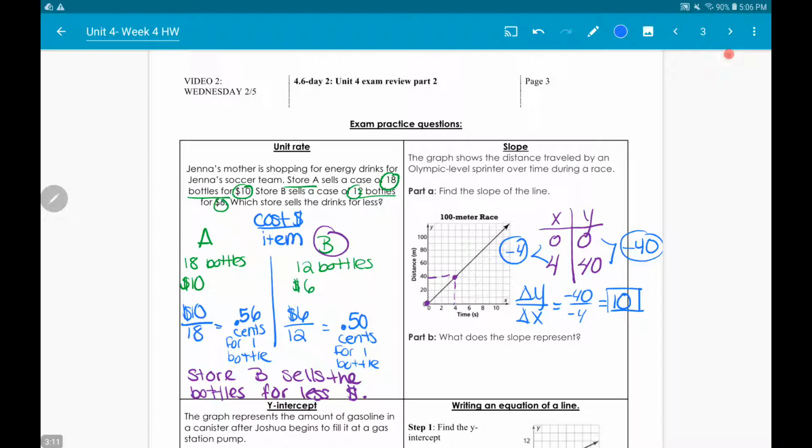Now what does that slope represent? Remember, it's going to represent my y over my x. So the sprinter can run a distance, that's my y value, of 10 m or meters in 1 second.